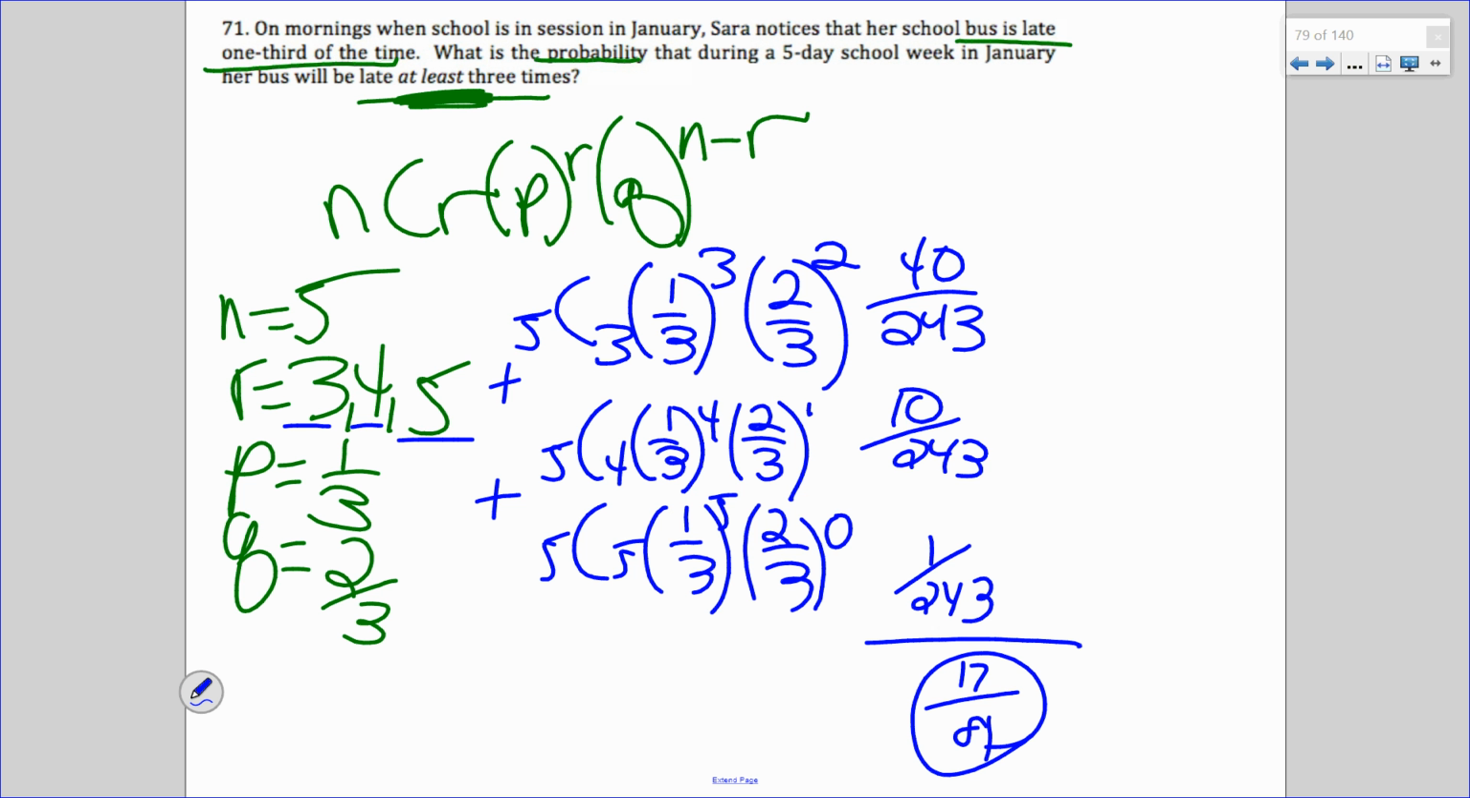I showed a lot of steps along the way. That way, if I do make a mistake, I can get partial credit. If you try and do the whole thing in the calculator, you mess something up, you're not going to really get any points. Make sure you know your difference between at least and at most. At least is that number and everything above it. At most is that number and everything below it, including 0.